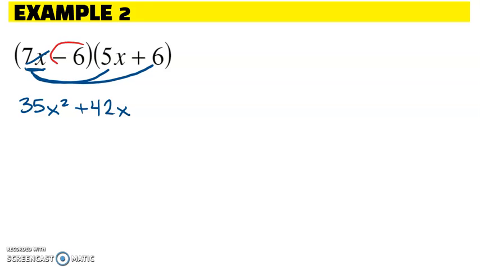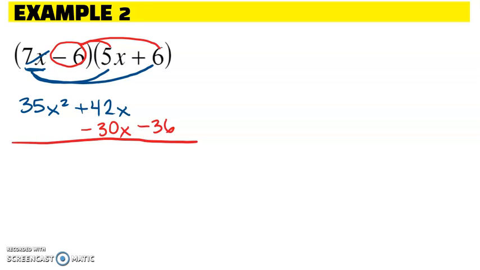Okay. Now we do -6 times the other parentheses. Do not multiply within the parentheses. Okay. So -6 times 5x is -30x. So I'm stacking. -6 times 6 is -36. Mind your signs. And now we can go ahead and combine. So we have 35x squared. 42x minus 30x is positive 12x. And then we have the -36.